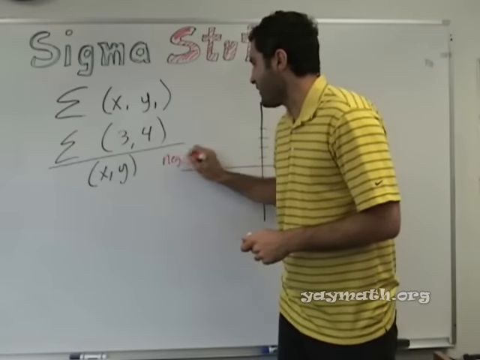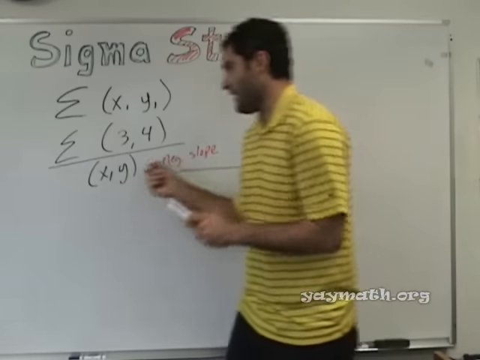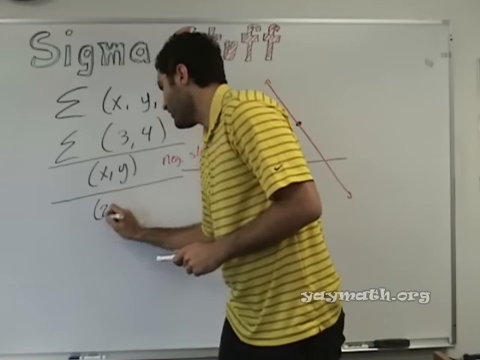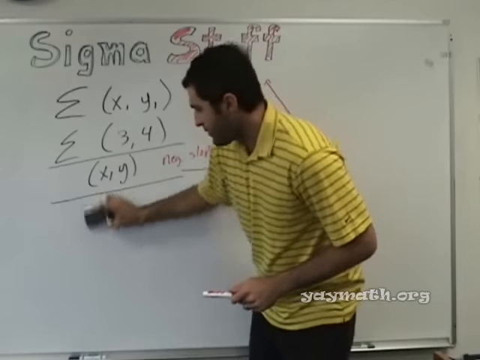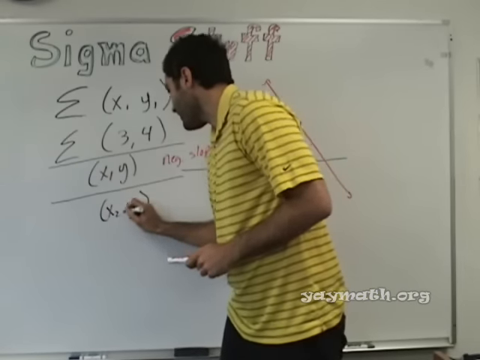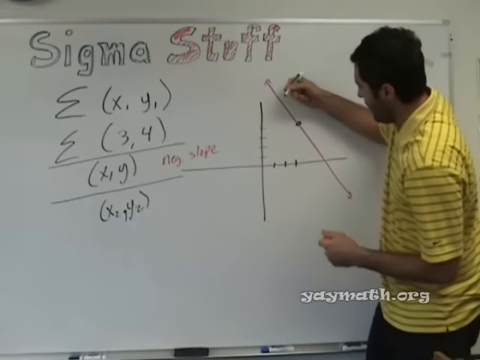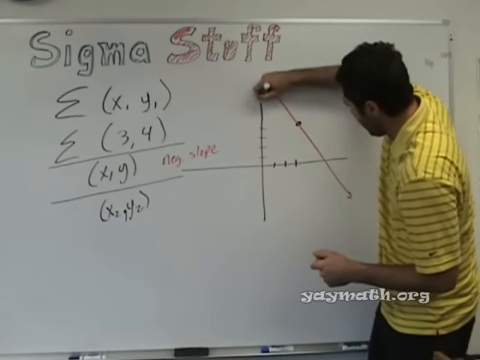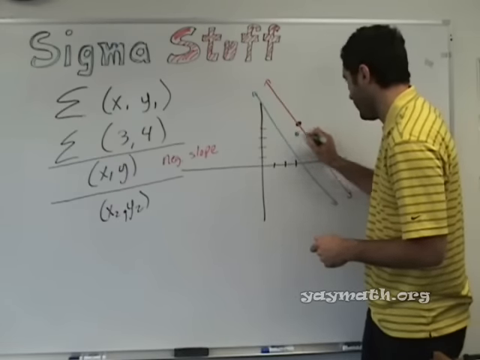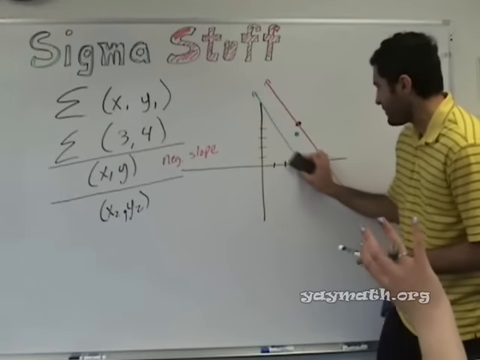That's a negative slope. What happens though is that then you divide this thing by x2y2, and then that creates a line right below the 3, 4. So that would be 3, 3. Questions, yeah.